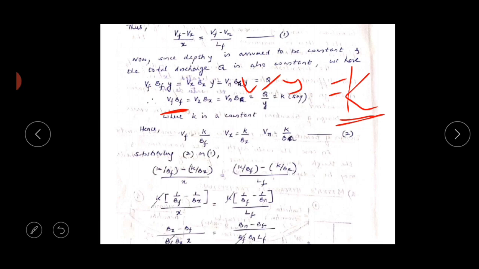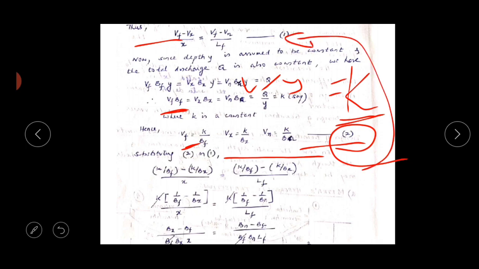So definitely it will be Vf into Bf is equal to K. So using this one we'll get Vf, that is Vf is equal to K divided by Bf, and Vx is equal to K divided by Bx, and Vn is equal to K divided by Bn. So we'll consider this one as equation 2. Now using the values of Vf, Vx and Vn, we are going to substitute this into equation 1. So your equation will be this.